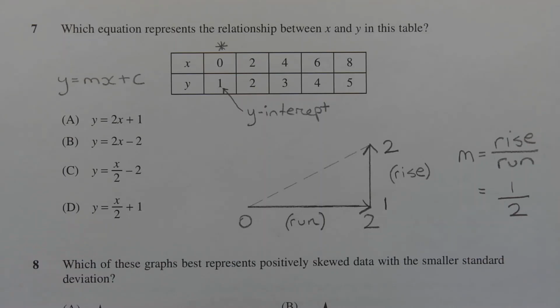Now the first thing that we can determine is the y-intercept, and the y-intercept is where the line crosses the y-axis, and that occurs when x equals 0. And that's this column here. So when x equals 0, y equals 1. So this value here represents the y-intercept.